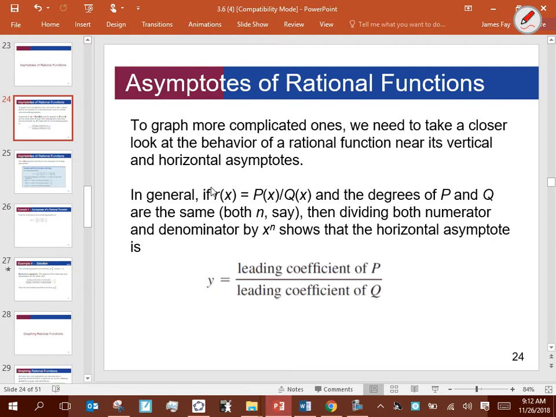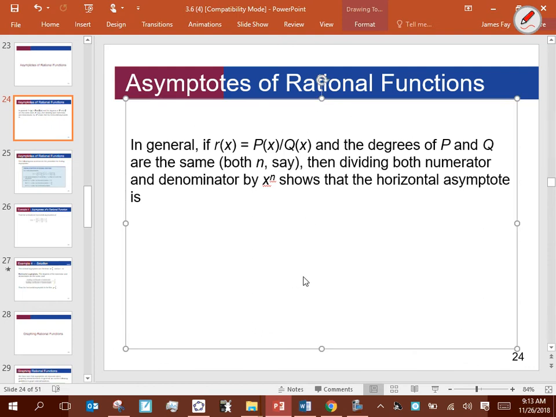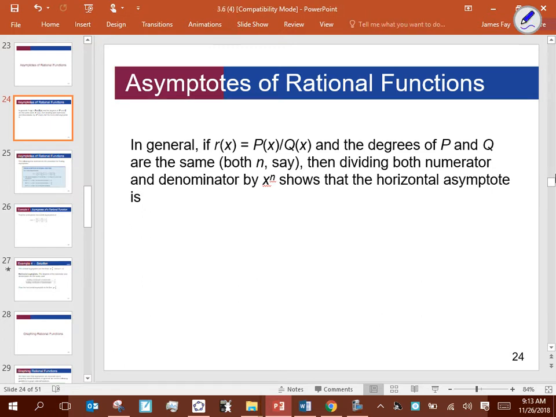This statement here basically tells us how we determine what our horizontal asymptotes are. It says in general, if your rational function is p of x divided by q of x, so two polynomials being divided by one another, and they have the same degree, all we have to do is look at the leading coefficient of p and the leading coefficient of q, divide them, and that's our horizontal asymptote. What I want to do here is just kind of show you why that's the case. And as we work through this, we're going to talk about three different cases, three different situations in which we can realize what our asymptote is.